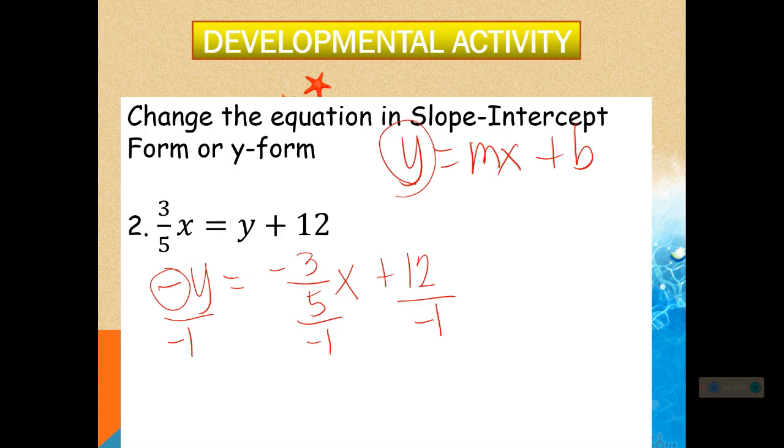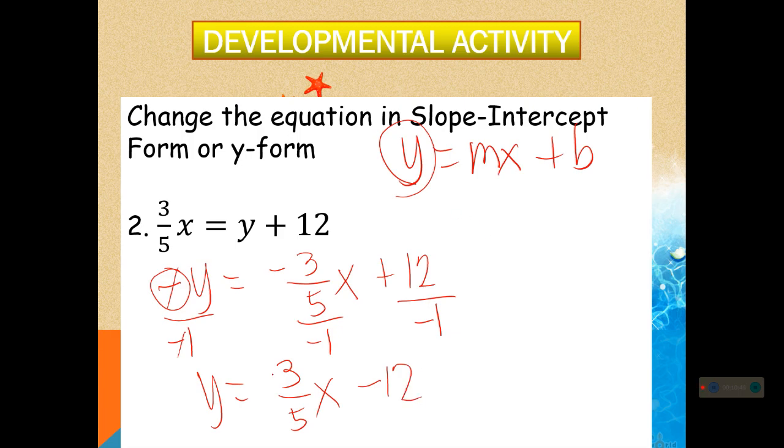As I said earlier, whatever is the coefficient of y should be the number that you are going to divide by. You may say that there is no number before y, so why should I divide by negative 1? We have learned that if you don't see any coefficient, it is understood that the coefficient is 1. But since we have a negative sign, you have to use negative 1. So negative y divided by negative 1 will be positive y equals, negative divided by negative is positive, so you will have 3 over 5x. Since it is not reducible to lowest terms, then positive 12 divided by negative 1 is negative 12.